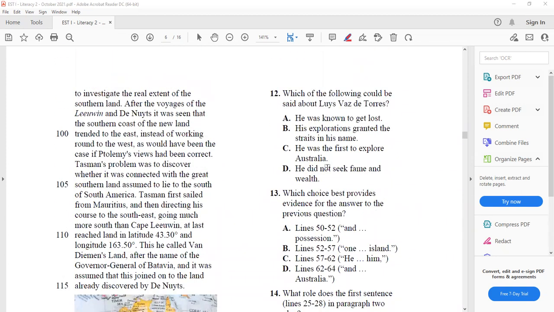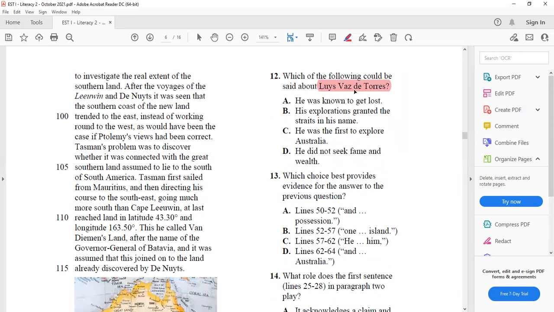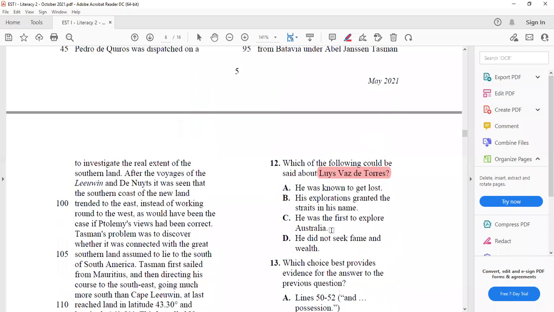Which of the following could be said about Louis Vaz de Torres? Okay, so we need something that talks about this man. And this is an evidence-based question. So we read the question, we highlight the keywords. Let's find this man here. We find something that starts speaking about him. Let's go from line 50 to 52.